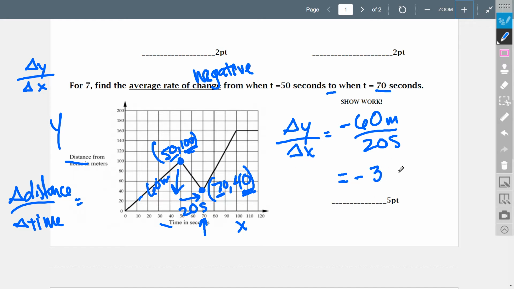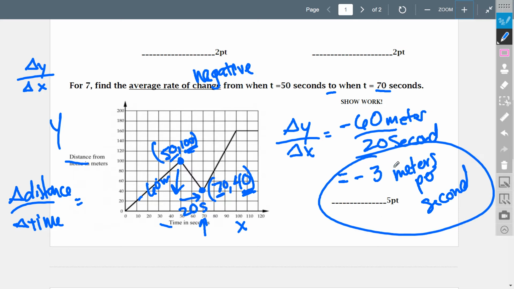And the units here, remember, we're changing distance over time. So I'm moving negative 3 meters per second. Okay, that's what this m was, that's meters, and this is seconds. Okay, 20 seconds, 60 meters. So negative 3 meters per second, or you could say negative 3 over 1 meters per second. Either one is fine.